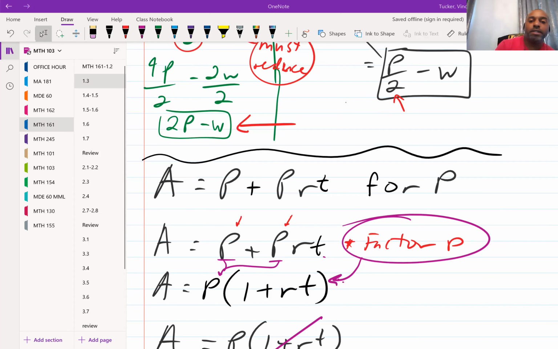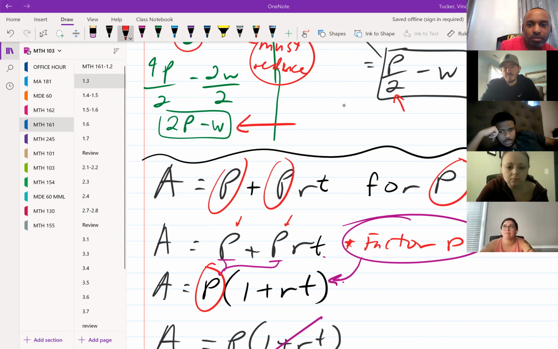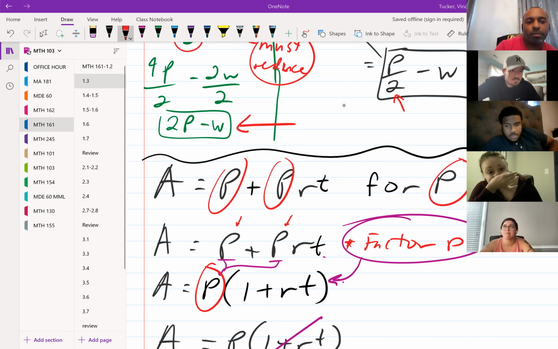Oh, I got a question for you. Okay, yes. And right where you just circled the P that you factored, in the parentheses, that is 1 plus RT, right? Yes. Okay. Thank you. Yep, not a problem.